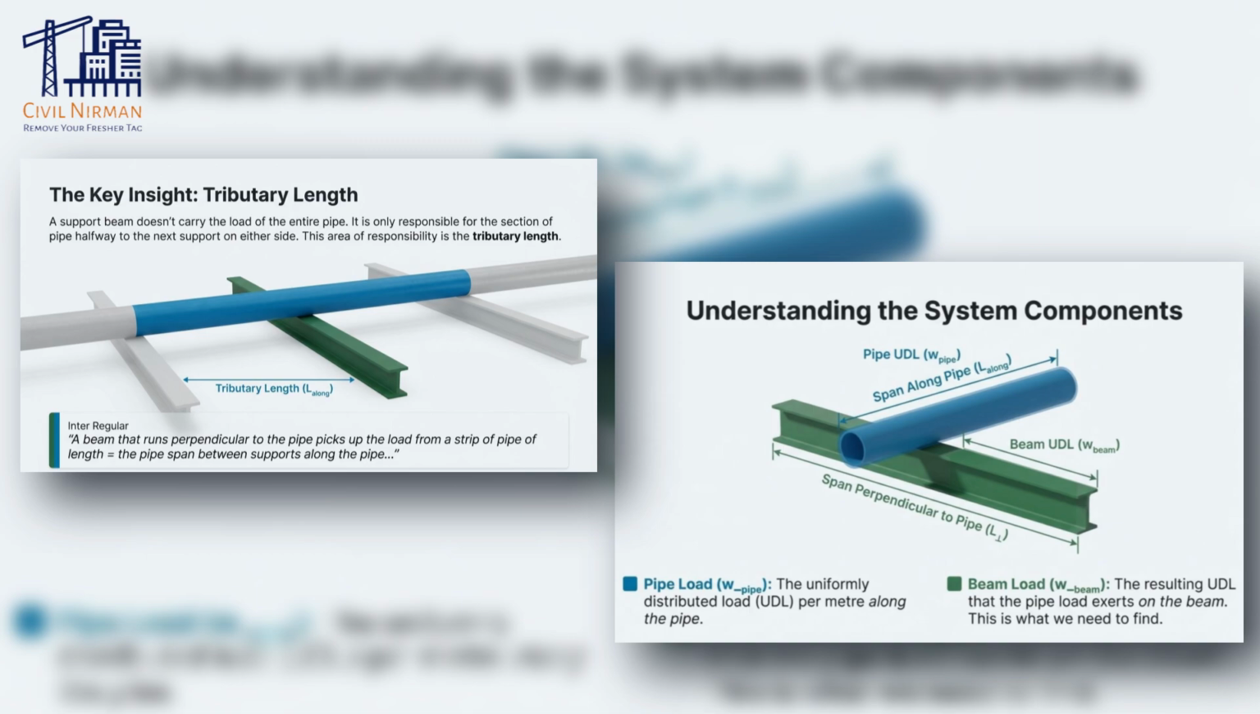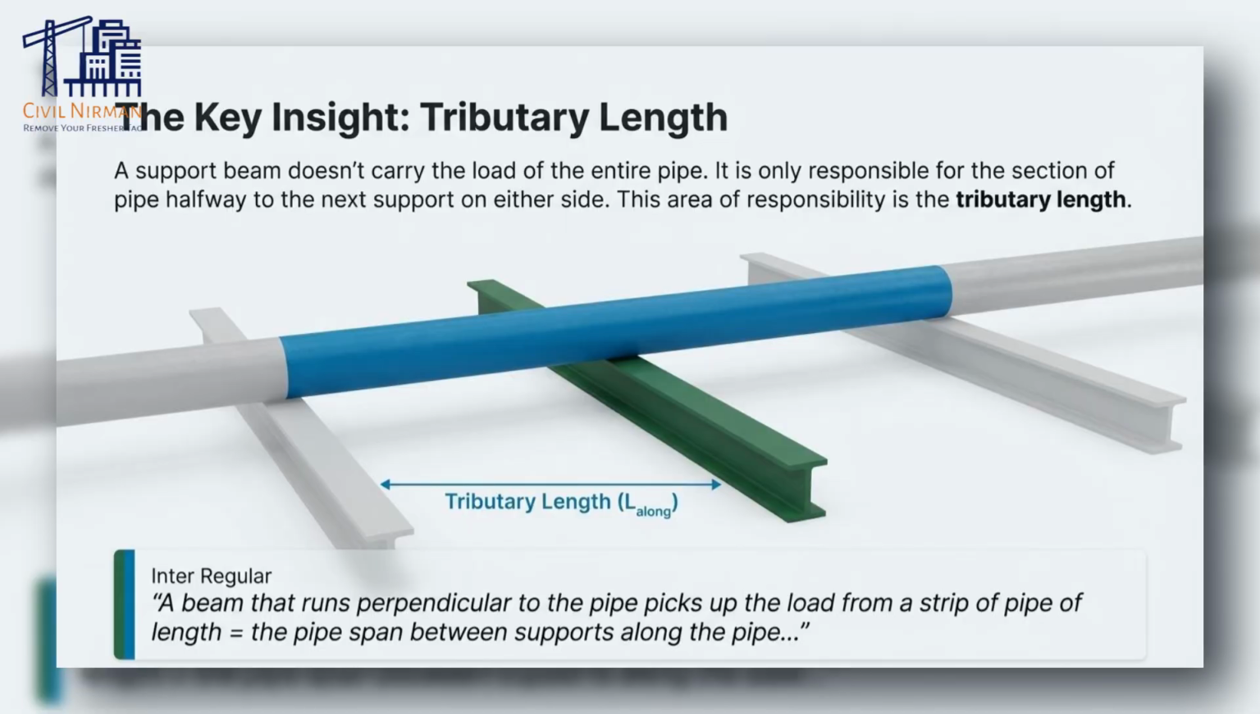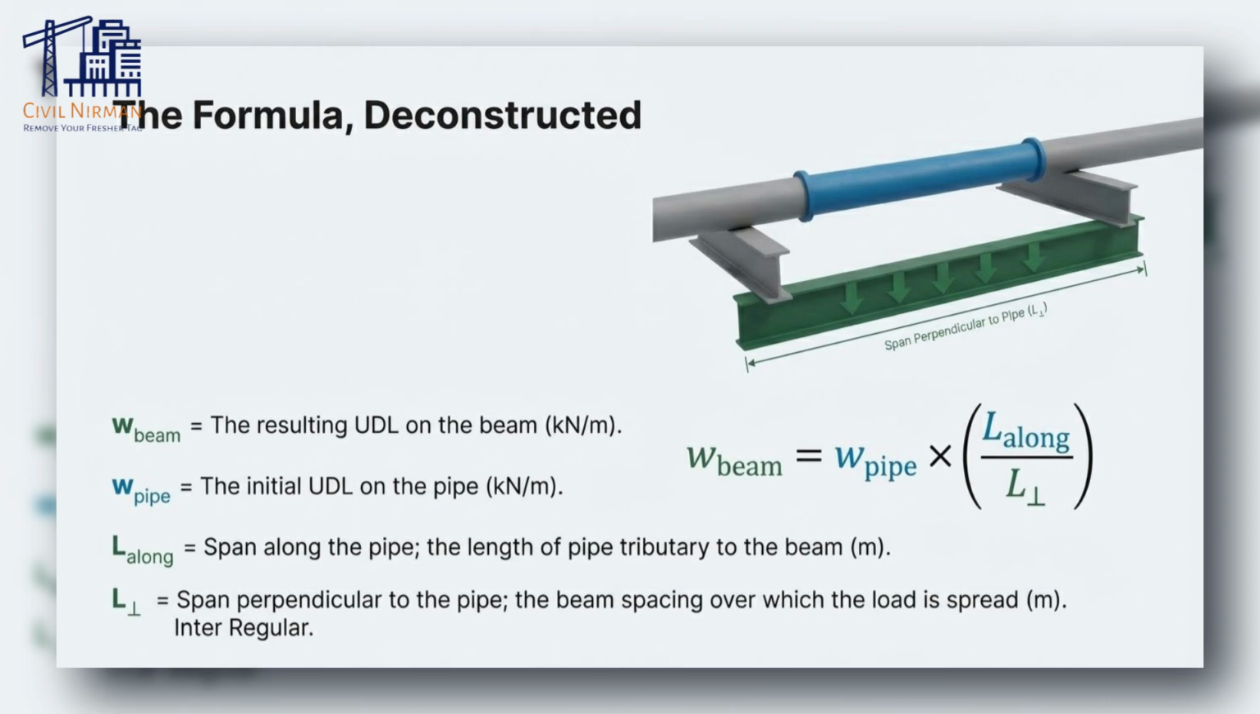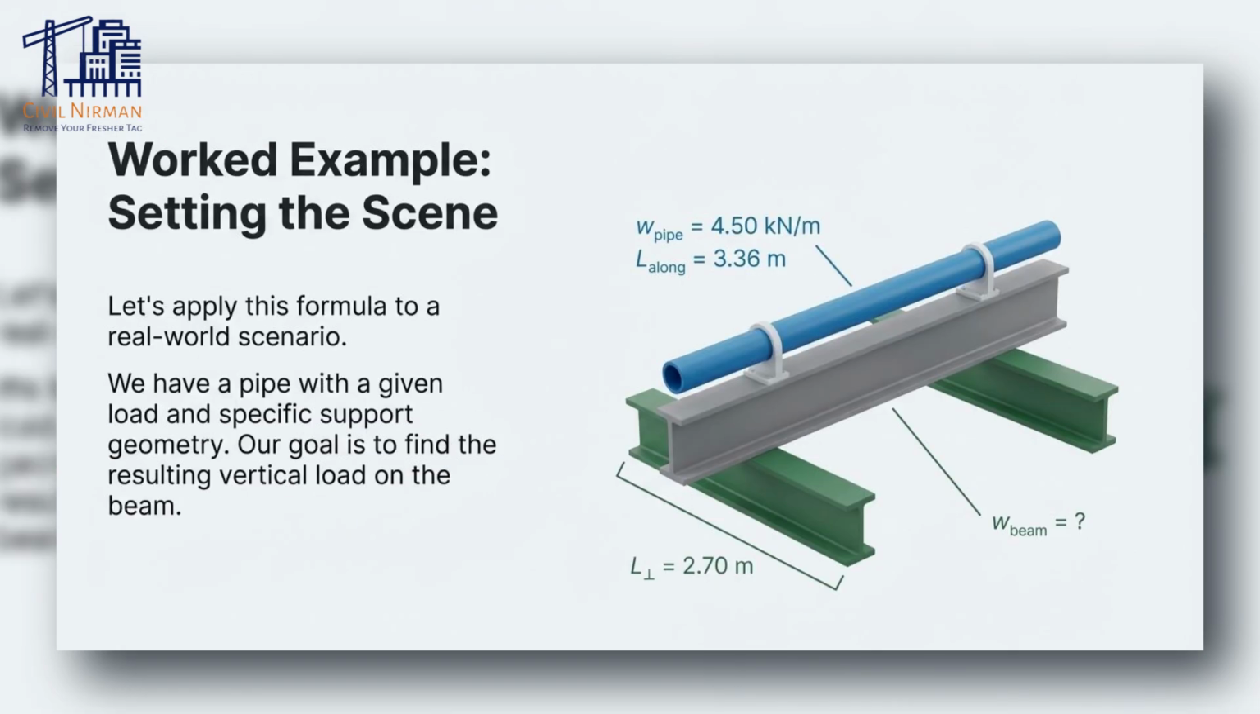Now here is the rule. See, your beam is responsible for the weight of the pipe spanning halfway to the left support and halfway to the right support. We calculate the beam load by taking the pipe loads and multiplying it by the ratio of pipe span divided by the beam span. So let's apply this to case 1 from our calculation.